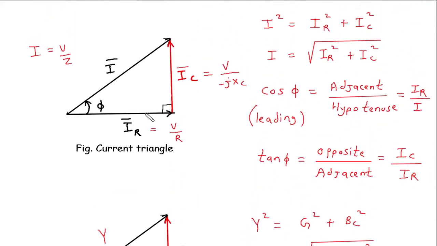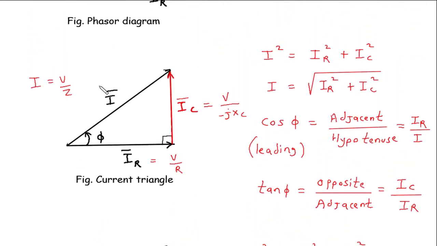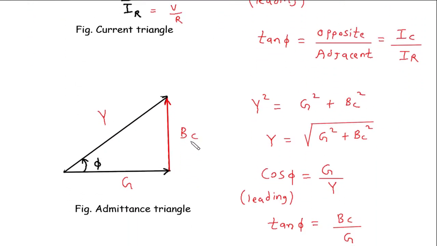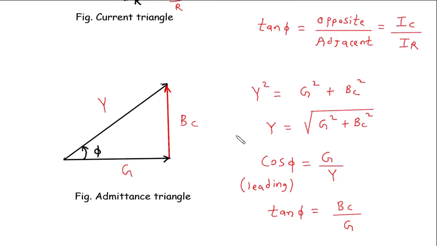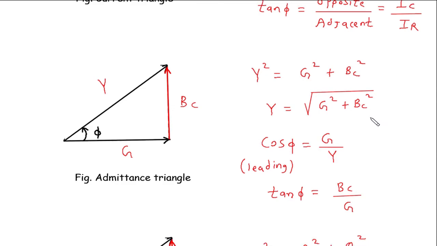Now from this current triangle we can draw the admittance triangle. If we divide all the sides of this current triangle by voltage V, then what remains? 1 by Z, here 1 by XC and here 1 by R. So 1 by Z is again admittance, then capacitive susceptance and conductance. Again this is a right angle triangle, so Y square is equal to G square plus BC square using the Pythagoras theorem. Therefore Y is equal to under root of G square plus BC square.